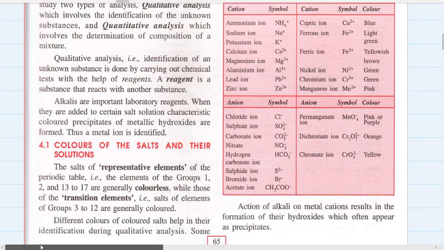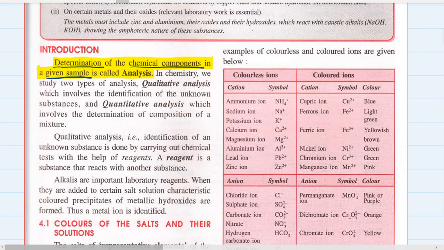Okay, now it won't be any issue to study this chapter. It's a very small chapter and it has very few things, but yeah, whatever important information is given to you, you must memorize everything. Okay, so in chemistry we have two types of analysis: qualitative analysis, which involves the identification of unknown substances, and quantitative analysis, which involves determination of composition of a mixture. We are going to understand qualitative analysis in this chapter.